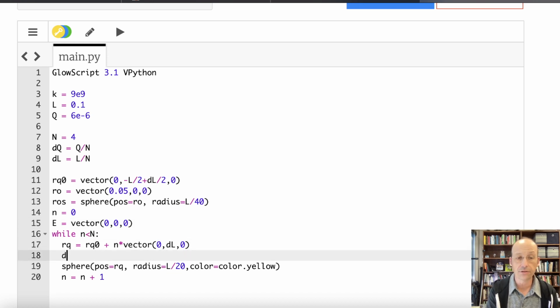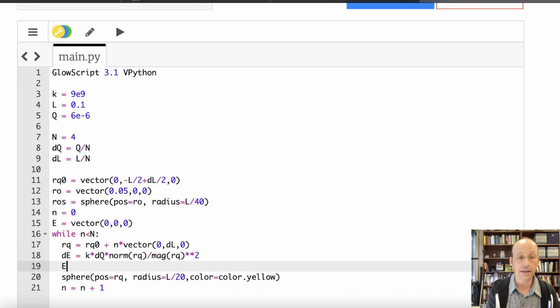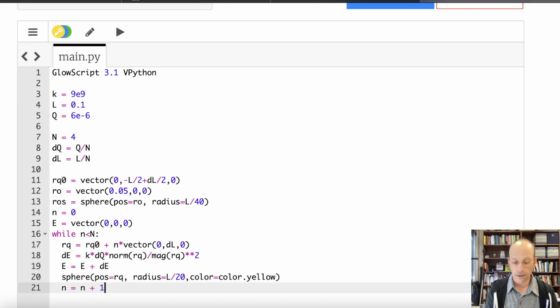Okay. So I have my vector position. I'm going to do this in one step. dE equals K times dQ times norm RQ. And remember that RQ value changes. As I move along, RQ is changing, and that's fine. And I have to divide by the magnitude of RQ squared. That's the electric field due to each piece. And then I'm going to add that, E equals E plus dE. And then down here, that's it. I'm done. Okay, let's just go down here and print that value.